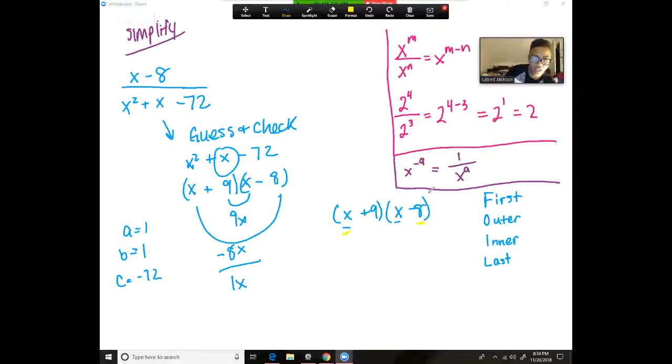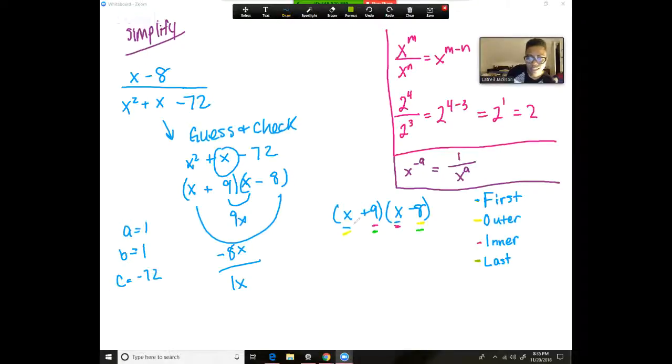So the outer will be x and negative 8. The inner terms in the group are 9 and x. So I'll put inner here, that's pink. And then the last terms are 9 and negative 8. Outer is yellow, first is blue, and then green was last.